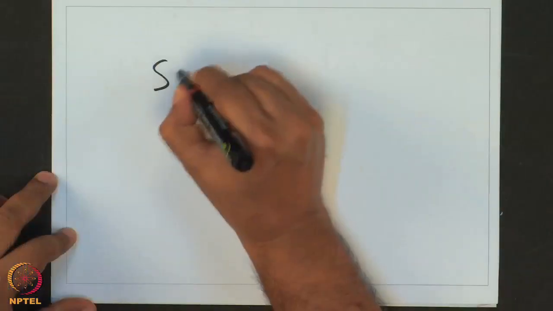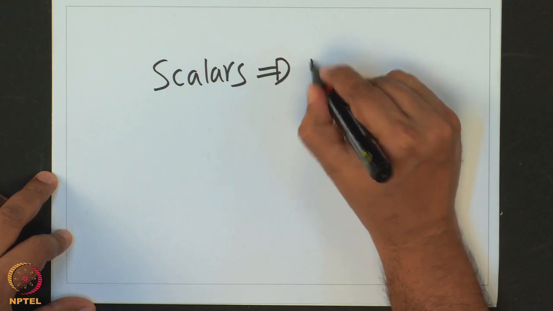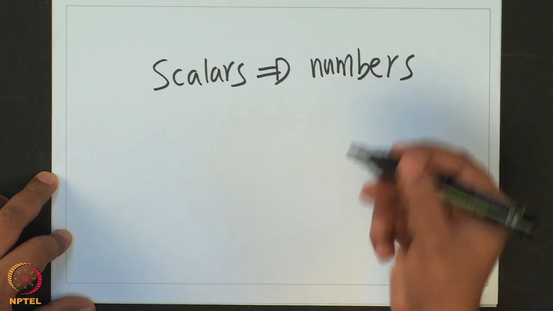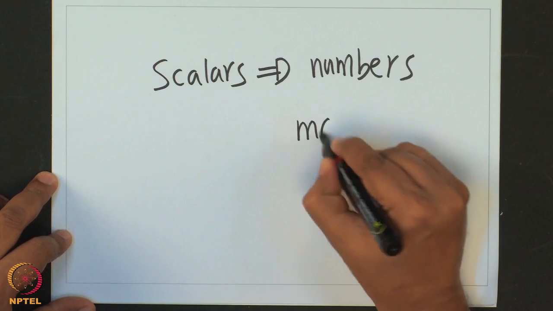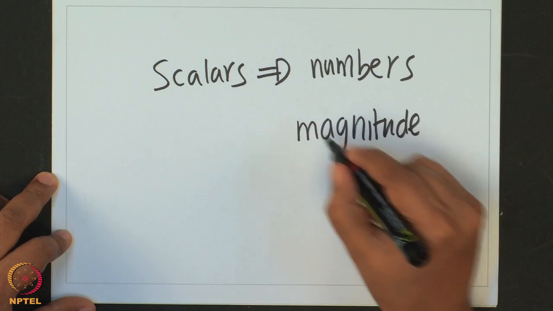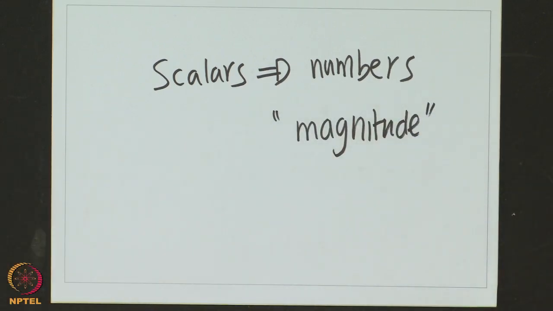Mathematically they are called scalars because they are simply numbers. They have no particular direction, just magnitude only. This would typically represent the magnitude of something. Now, what do I mean by all this? It will be clear. Now, let us think about some other quantities which are not scalars.